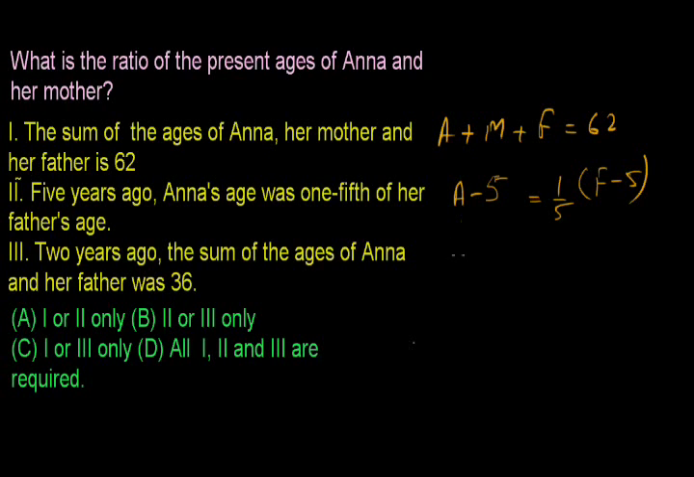Use the third statement. 2 years ago, the sum of the ages of Anna and her father is 36. 2 years ago, Anna was a minus 2 and father was f minus 2, and the sum is 36. So using any two statements, 1 and 2, 2 and 3, or 1 and 3, I cannot get the answer, because here the number of variables is 3. The variables are a, m and f. We have 3 variables. Using any two equations, I am not getting the answer.